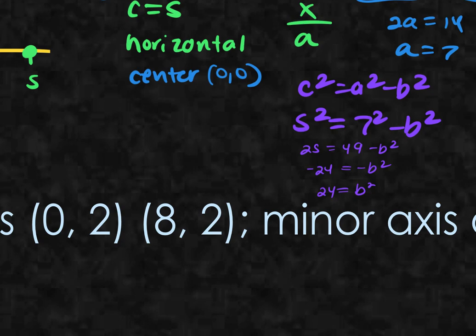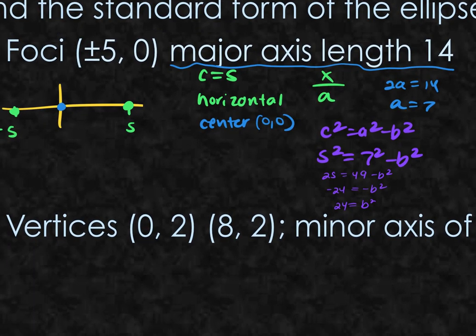Can you go back to the top? Yeah, okay, thank you. You're welcome. So then the X gets the A, right? So X squared over A squared, which is 49, plus Y squared over B squared, 24, equals 1.